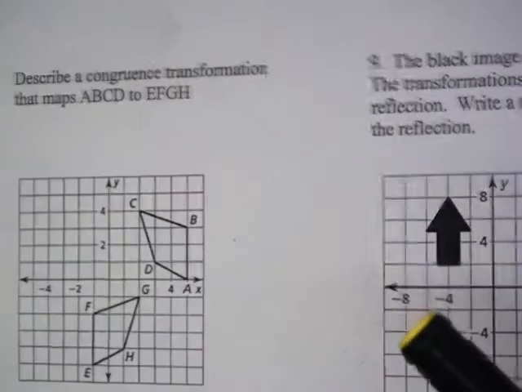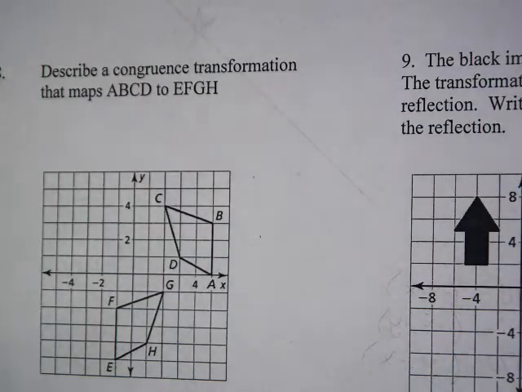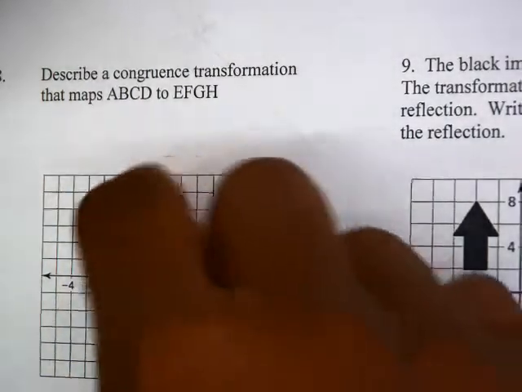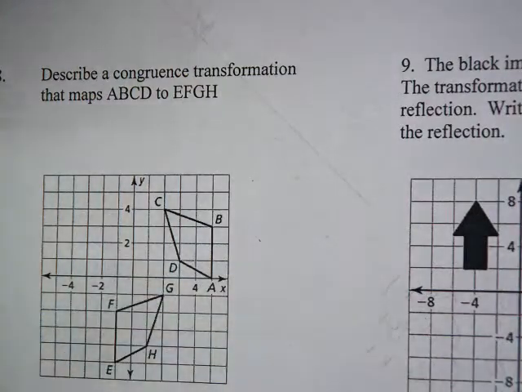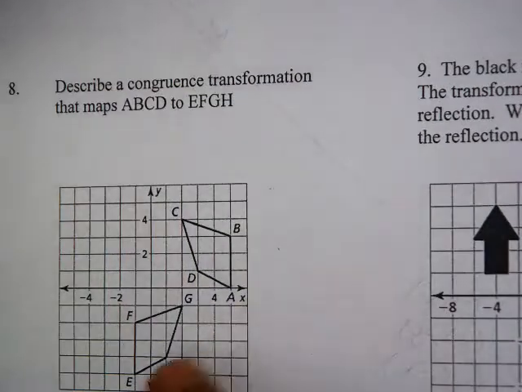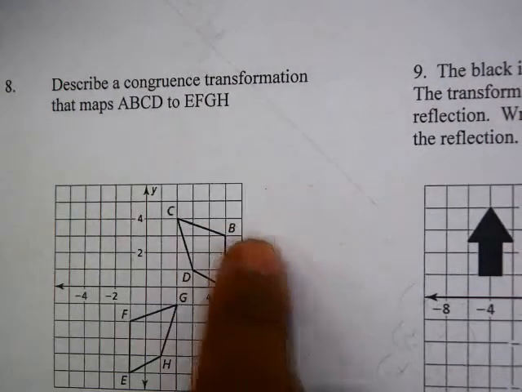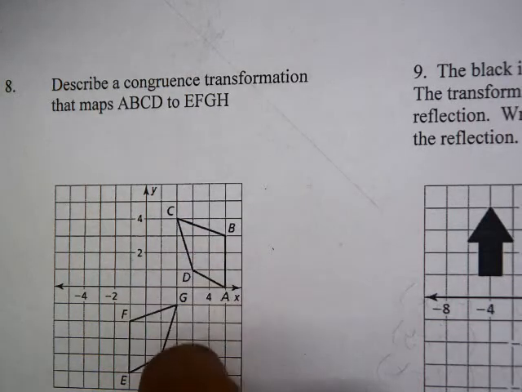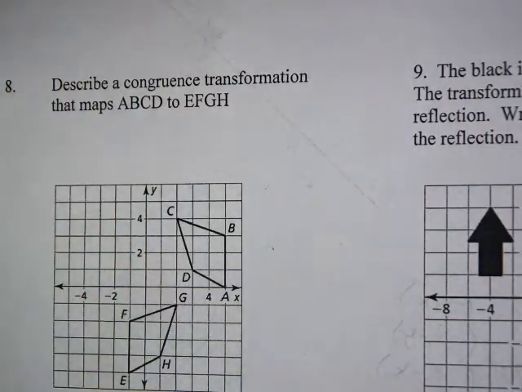8 and 9 require me to describe some transformations. On 8, there's no size change, so there's no dilations being involved. So I need to use reflections, rotations, or translations. I need to go from A, B, C, D to E, F, G, H. I need A to match up with E, B to match up with F, C to match up with G, and D to match up with H. But this isn't in the correct orientation.